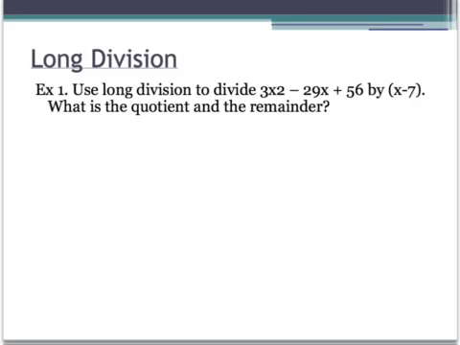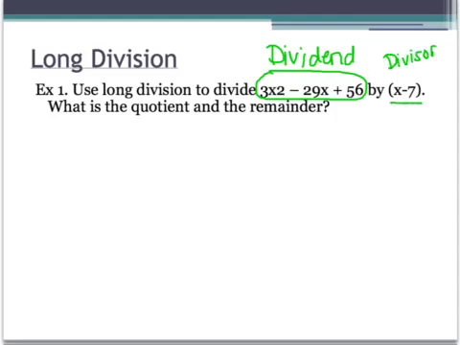Okay, now we're going to practice long division with polynomials. The problem says to use long division to divide 3x squared minus 29x plus 56 by x minus 7. And the polynomial that I have circled is my dividend. X minus 7 is my divisor. So I write x minus 7 on the outside, and then I'm going to write my dividend underneath. But you want to make sure that the dividend is in standard form, and you have no missing terms. This is an x squared, an x, and then my constant.